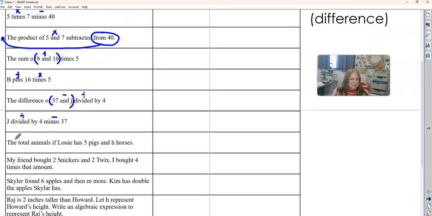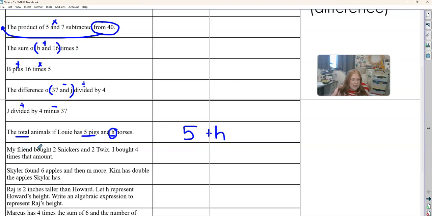Okay, our next one says the total animals, so total usually implies that we're putting them together. Louis has 5 pigs, 8 horses. So all of his animals, he has 5 of the pigs. We don't know how many horses, it's just H, so 5 plus the H. So once I know how many horses, we'd add those together to find the total.